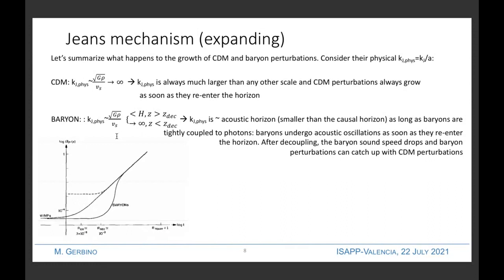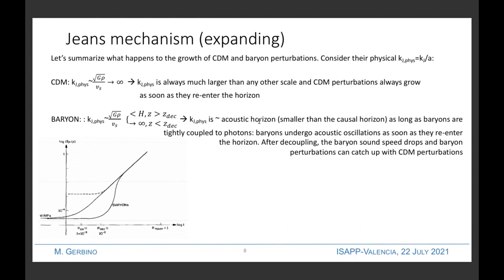Remember that baryons are tightly coupled to radiation until the time of recombination. And recombination happens after the epoch of matter-radiation equality. So the Jeans scale is almost the size of the acoustic horizon during the time of tight coupling between baryons and radiation. This is because the acoustic speed in the case of tight coupling is basically given by the acoustic speed of radiation, which is equal to one third. So before recombination, in the epoch of tight coupling, the Jeans scale is of the order of the acoustic horizon, the distance that acoustic waves can travel, and it is smaller than the causal horizon.